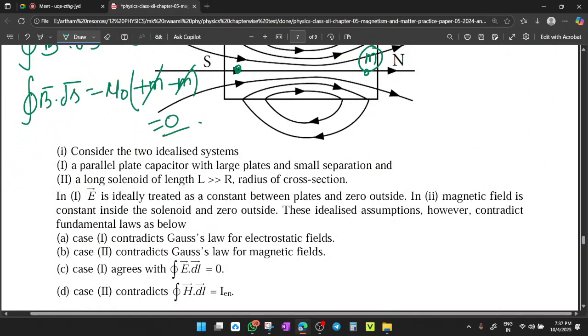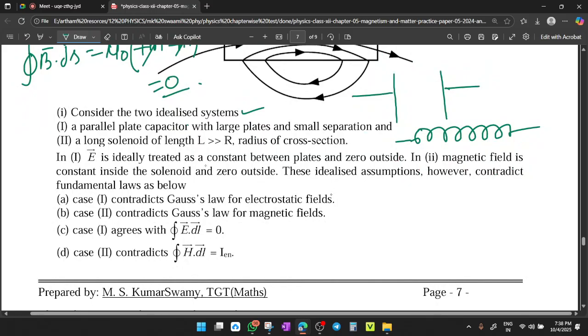Now, for question number 4, you have been given a situation. Consider two idealized systems. First, a parallel plate capacitor with large plates. Okay, I have taken a parallel plate capacitor with large plates. And second, a long solenoid. Okay, long solenoid. Fine.